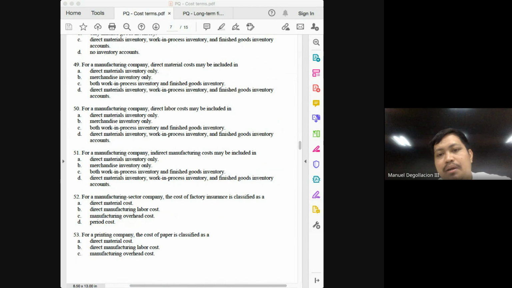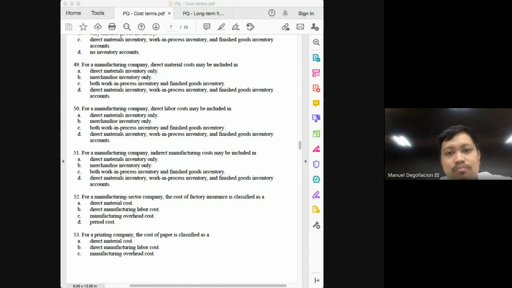Number 51, for a manufacturing company, indirect manufacturing cost may be included in, definitely not in your direct materials inventory, can already be included in your work in process, and definitely also included in finished goods. So basically, class, when there is already conversion cost, what are your conversion costs, class? Labor or overhead. Once there is already conversion cost, it will no longer be part of the direct materials. It will already go to your work in process, and once it's completed, it will go to your finished goods inventory. So the answer again in 51 is Charlie.